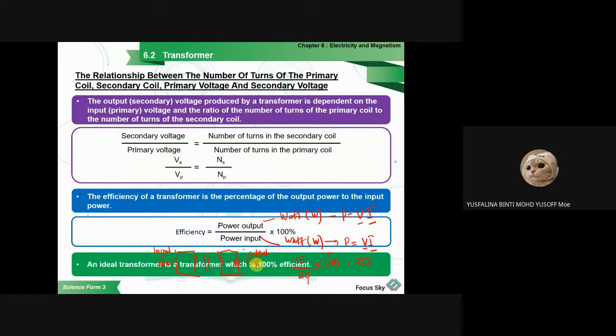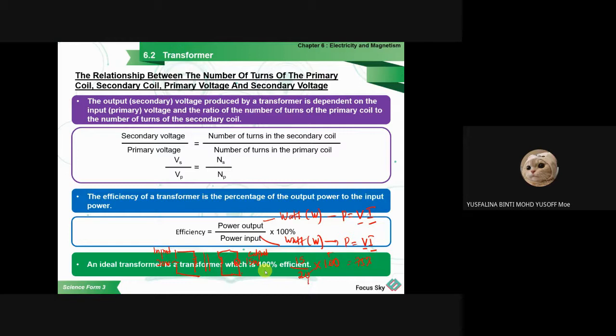The ideal transformer is a transformer which has 100% efficiency. What does it mean? If the input here is 20 watt, the output is also 20 watt, so there will be no loss of energy to the surrounding. We call that the ideal transformer. But it is very hard to happen in real life, because the wire also has its own resistance, and we need to overcome the resistance, so there will still be a loss of energy to the surrounding.